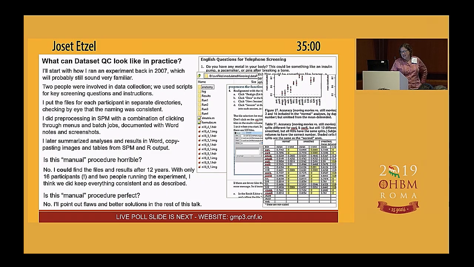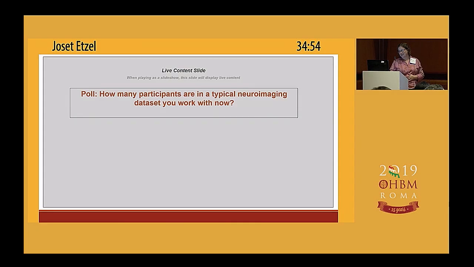So let's actually try one of these polls. I had the warning thing there. So this is a real online thing. So hopefully it says when playing as a slideshow, it will display live content, but it's not. So they must not have these online. So what the question was, if you can see it, let's see, I might be able to see on this thing.